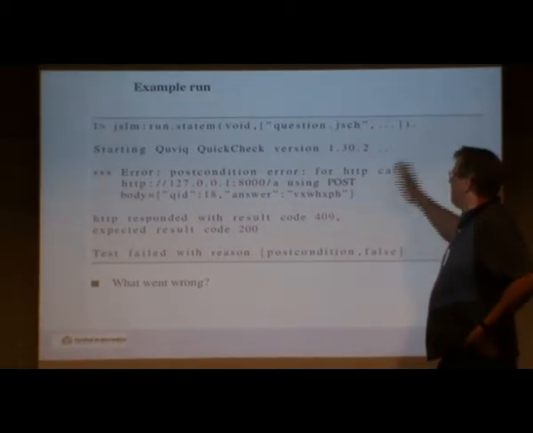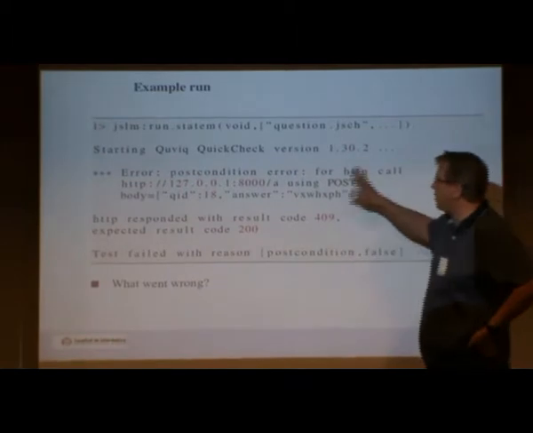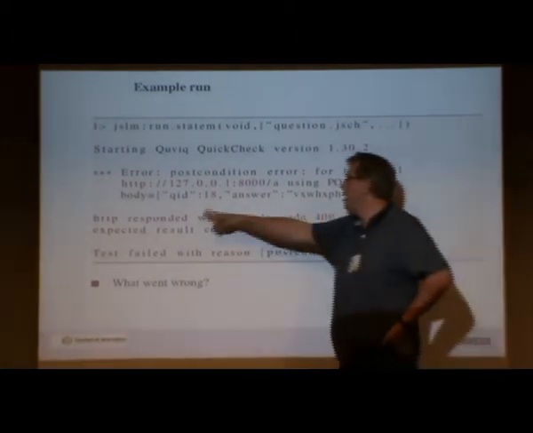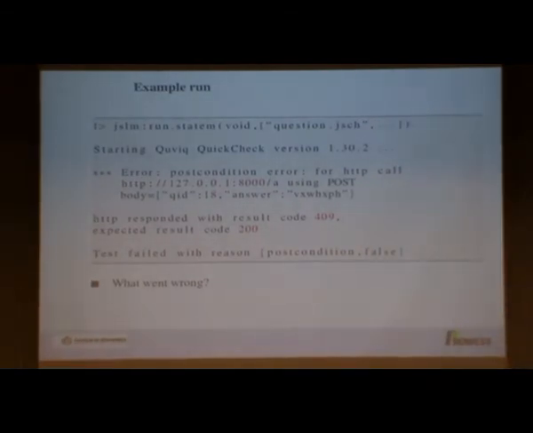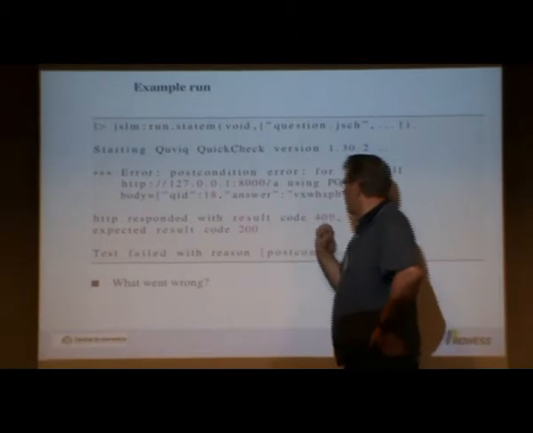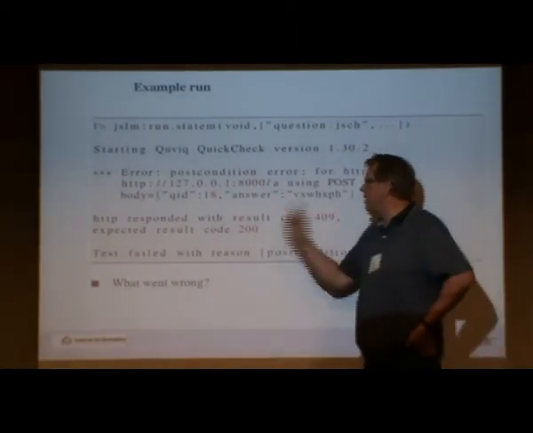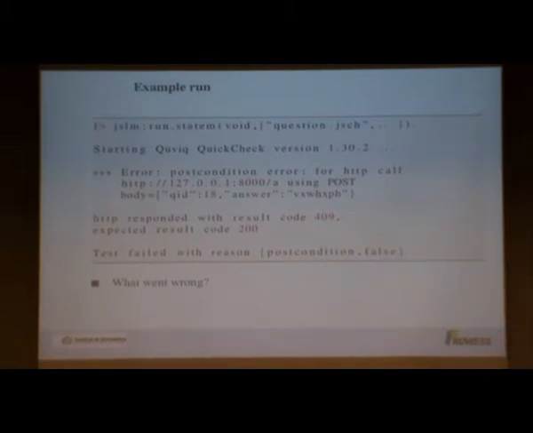Post condition error for the HTTP call. We try to add an answer, probably using POST. Here was the body, QID 18. The answer was blah blah blah, some garbage thing. Okay. And HTTP responded with result 409. We expected the result of 200. So it failed. So what went wrong?